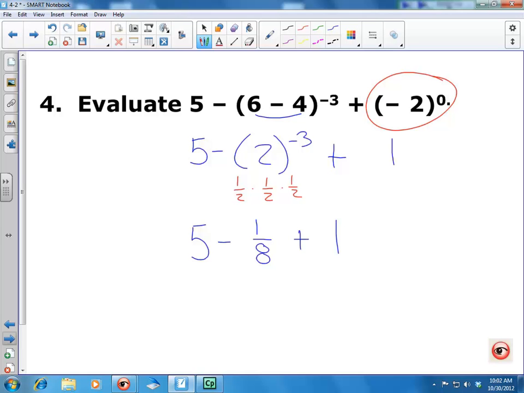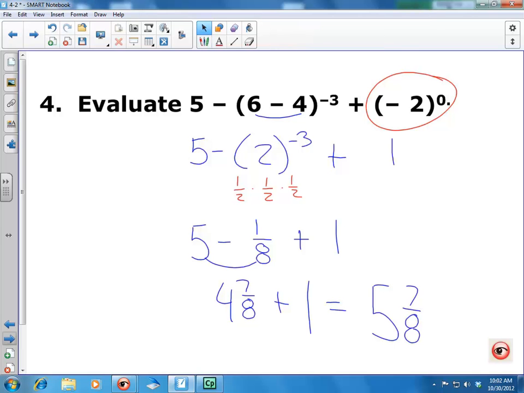Well, what is 5 minus 1/8? Yeah, so we're going to have 4 and 7/8 plus 1. Well, what is 4 and 7/8 plus 1? 5 and 7/8. Yes. 5 and 7/8 is my answer.